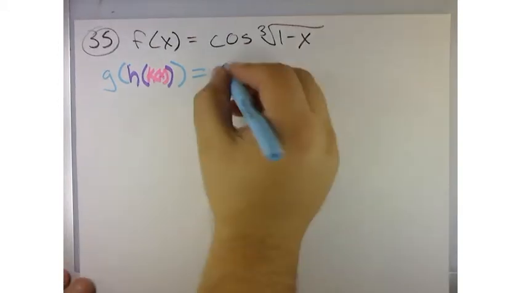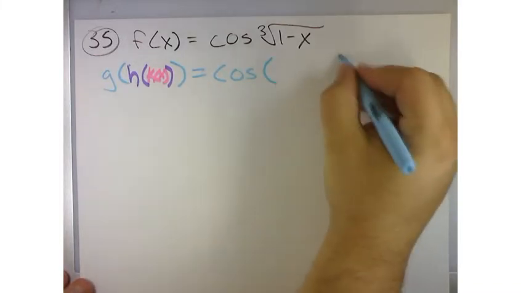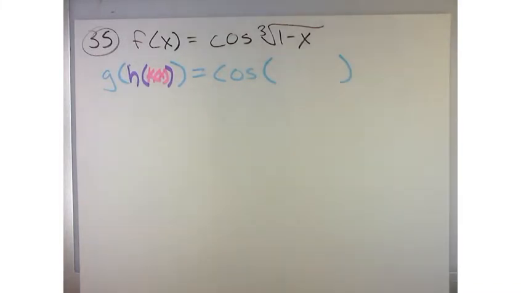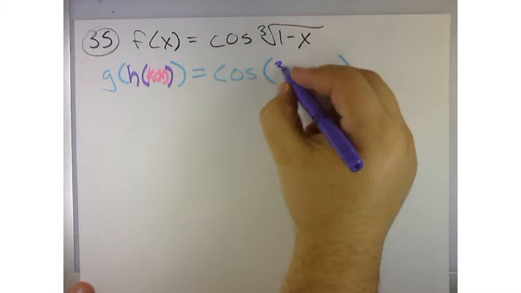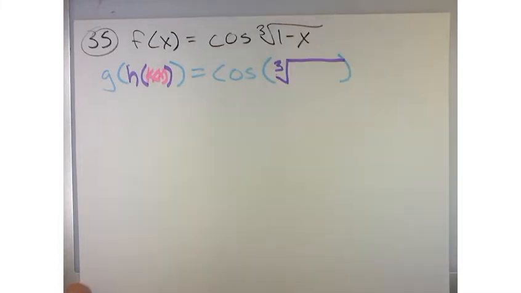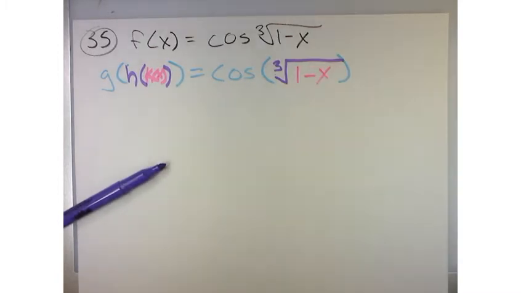So I would say cosine of, and then I'm going to put these parentheses. And then the cube root of x. Okay, so then I would have the cube root of some stuff, and then 1 minus x. Good. You guys seem to get the hang of this. Okay? So now what does that mean?